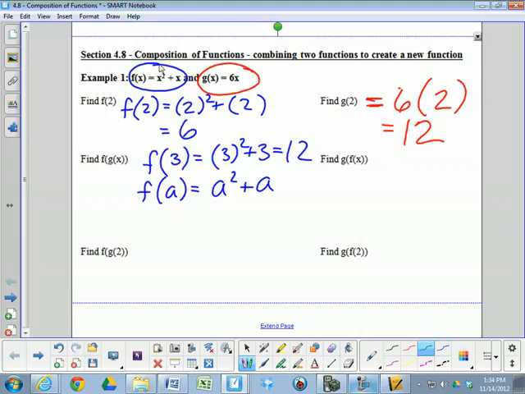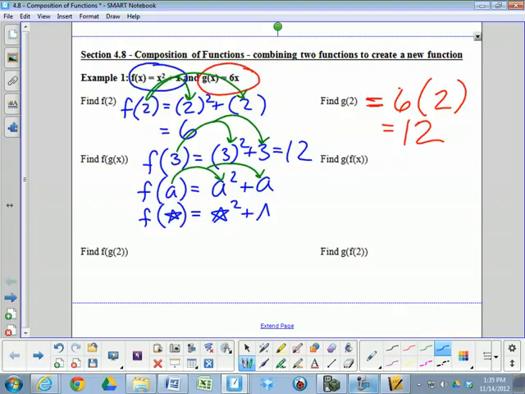So when they say f of x, the x is what you put in for the input, right? When they said, hey, put a 3 there, I put a 3 there and there. When they say put a 2 there, you put a 2 there and there. True? If I wanted to find f of a, I would put an a there and there. The thing in the parentheses replaces the x. All right? So what would f of star be?